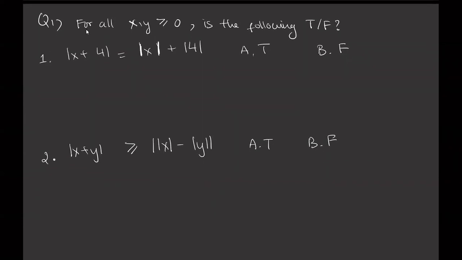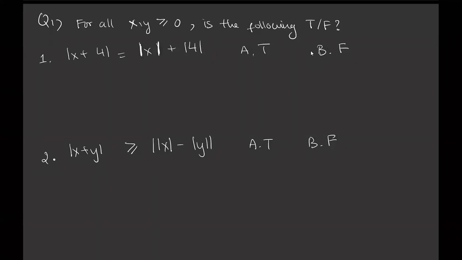Okay, I will close the vote now. 75% chose A and 25% chose B. Can someone who chose B let me know why? Because if you chose false, there must be a counterexample, right? You can type in the chat. A is true because it is true after the triangle inequality.